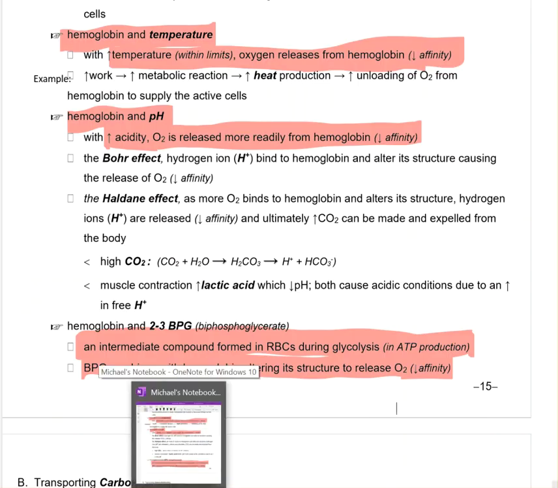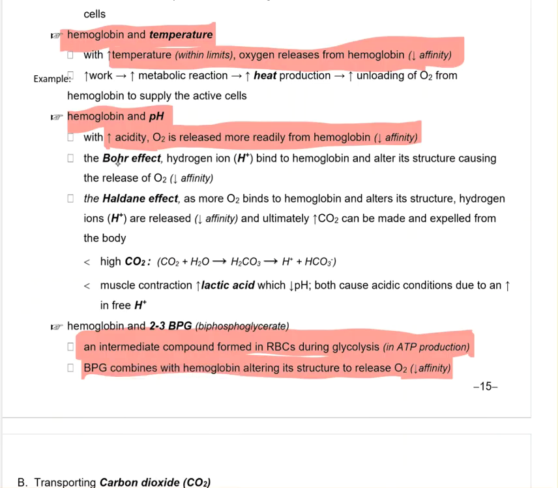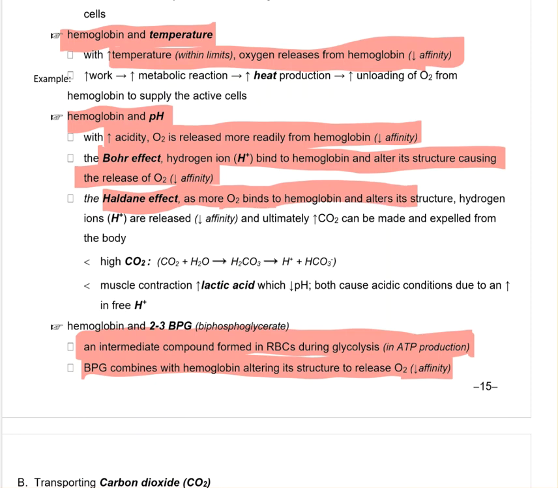So the Bohr effect: hydrogen protons bind to hemoglobin, altering its structure, causing the release of oxygen. The affinity for oxygen goes down. And that's the top one, the one that's happening at the tissues. In the Haldane effect, as more oxygen binds to hemoglobin and alters its structure, hydrogen ions are released, right? So their affinity goes down.